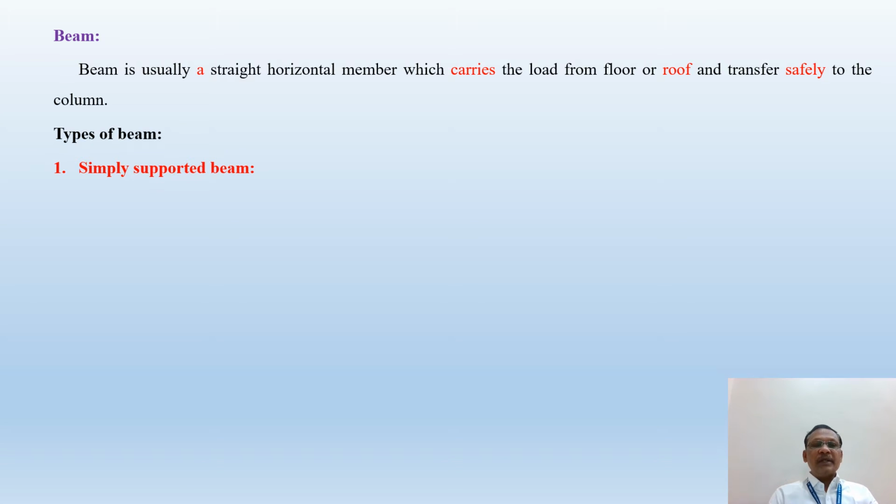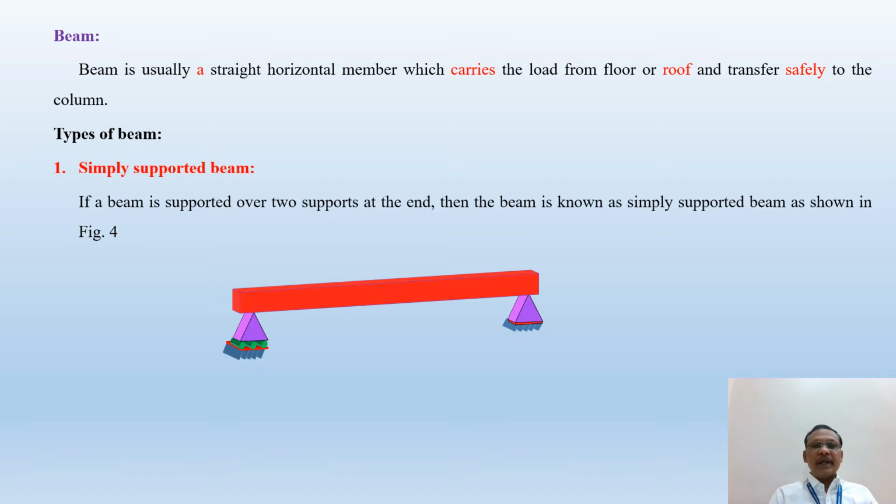The first one is a simply supported beam. What do you mean by a simply supported beam? A beam which is supported over two supports at the ends is known as a simply supported beam. This is the way we can show a simply supported beam: one support at the first end and another support at the last end, and the beam carries different types of load depending upon the situation and condition.